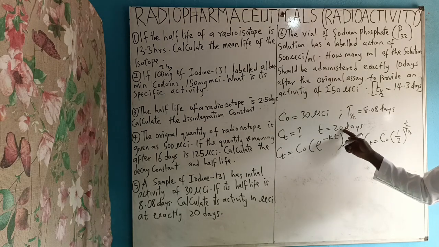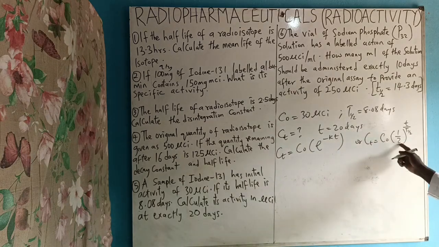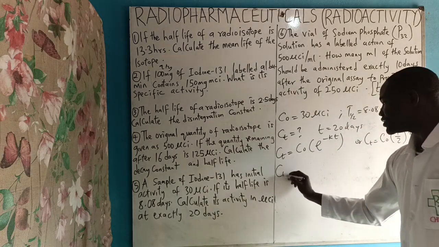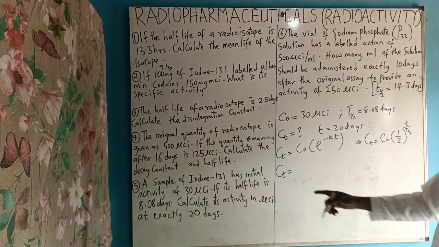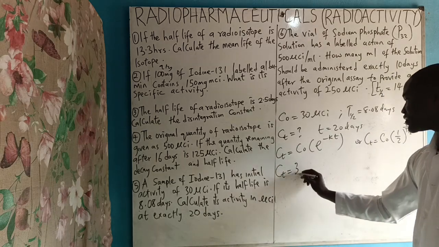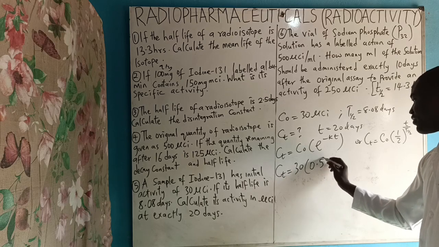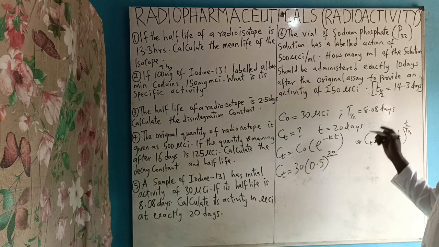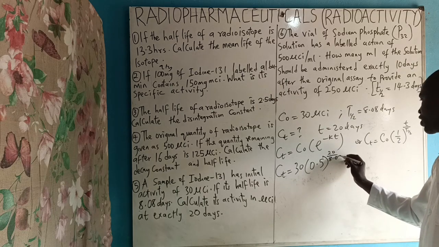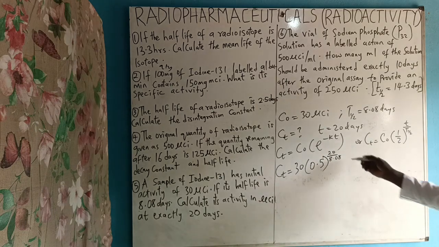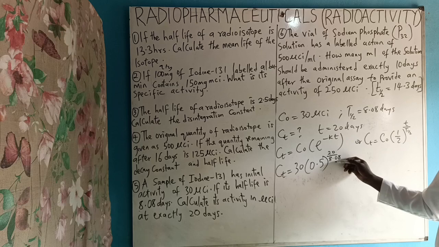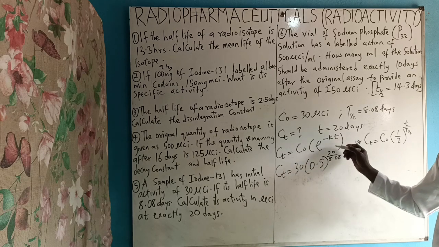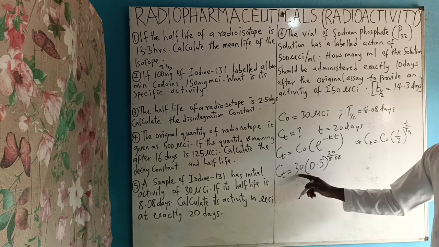Now, since they gave you the t and the half-life, you can use this one. You now say that your C(t) is equal to the initial amount, which is 30, bracket 0.5 raised to the power. What is your small t? 20. And what is your half-life? 8.08. So what you do, you use your calculator and say 20 over 8.08. Whatever it gives you, you say 0.5 raised to the power of that number, then times 30.